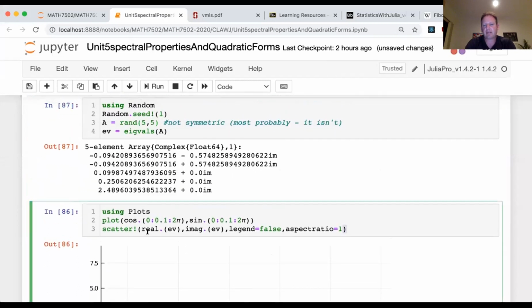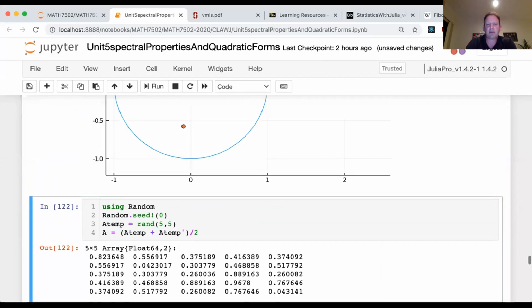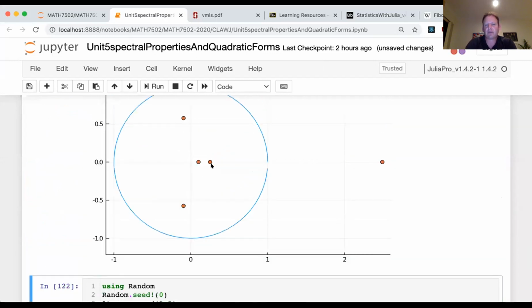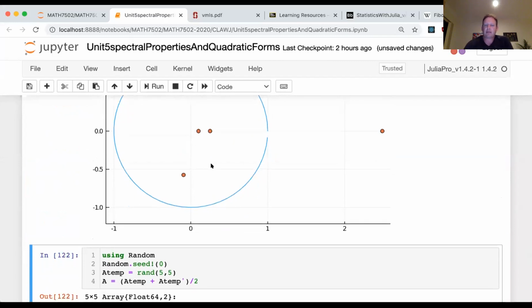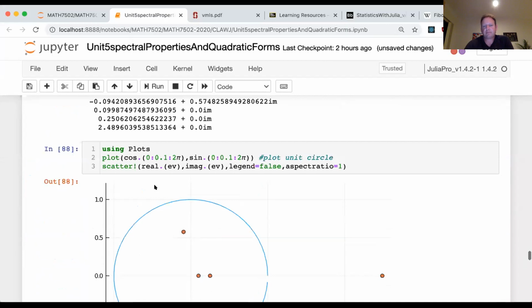Okay, so back to reality after this kind of diversion. I battled here with finding how to get the real part and the imaginary part, and here is just plotting the unit circle. This is a plot of the eigenvalues. Good, it's a scatter plot of the eigenvalues. Okay, nothing special.